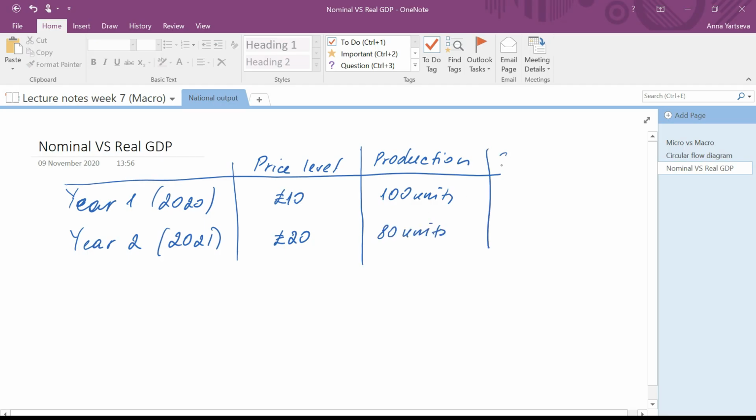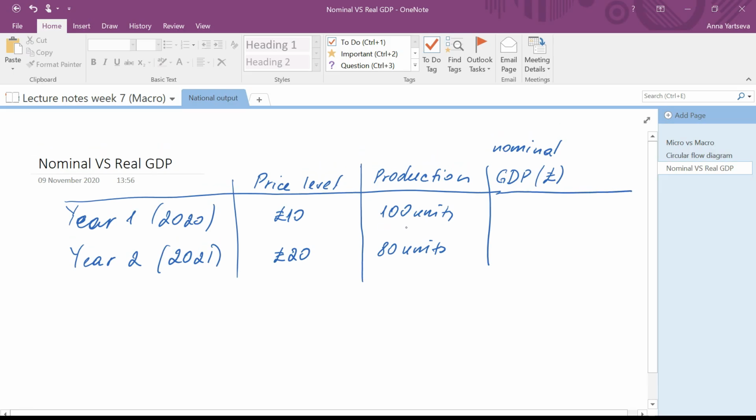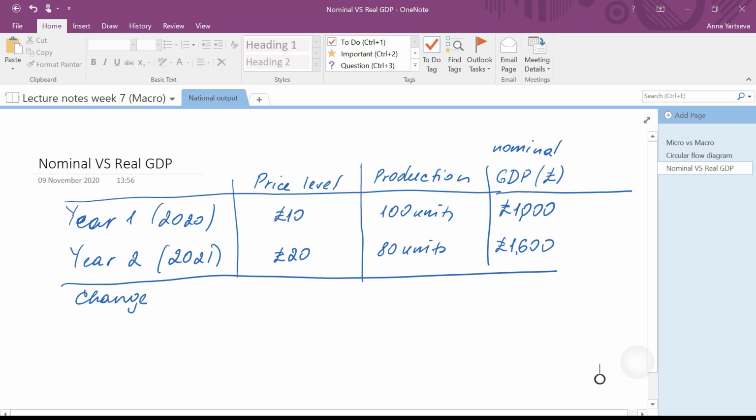Let's calculate our GDP. Nominal GDP. In other words, the actual value of output which we've produced in monetary terms. So this year we've produced 100 units times £10 each. It means that the value of our output is £1,000. Next year we've produced 80 units, £20 each, that's the value. So the total value of our output is £1,600. So what is the change? What is the change in our GDP? What is the assumed rate of economic growth, which we can infer from this information? The actual increase in value of our GDP is plus 600, which is actually plus 60%.